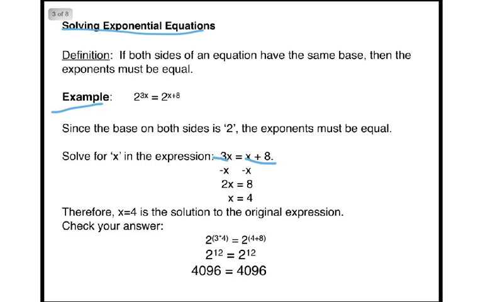So you do basic algebra, subtracting x from both sides to cancel the x, dividing both sides by 2 to cancel the 2, and you get x equals 4.